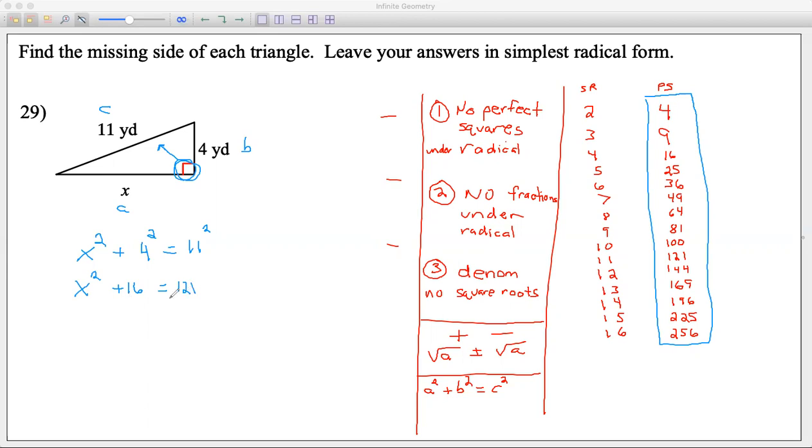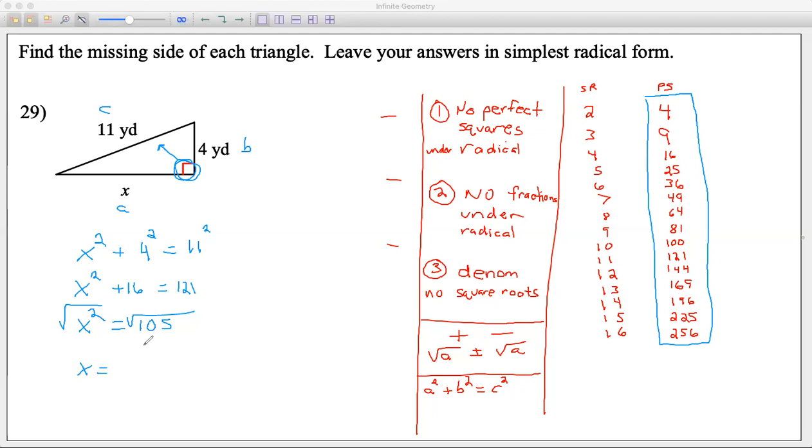Now we just do a little bit of algebra, subtract 16 from both sides. Can we do that in our head? Let's see, 121 minus 10 would be 111, minus another 6, 105. So I get X squared equals 105. The next step, how do you get rid of a square? You take the square root of both sides. We're not going to get a plus or minus here. Why? Because it's a real value. You can't have a negative value for distance. So we get X is equal to the square root of 105.